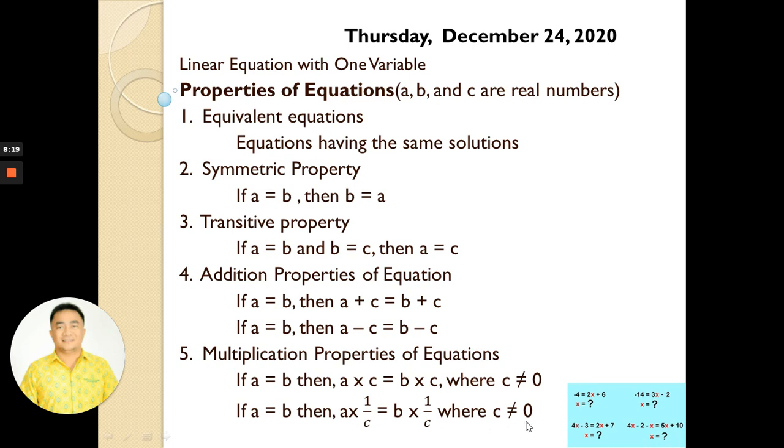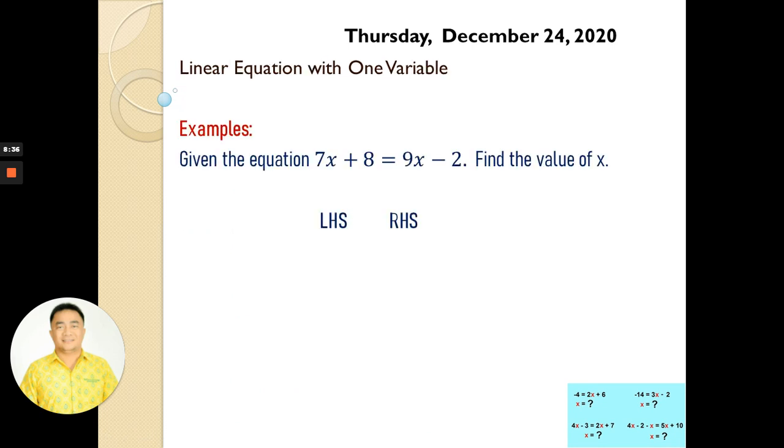Because if c will be 0 for this, what will happen? No answer, right? Because you cannot divide any number by 0. Did you understand it? Any question? So we proceed now to our example here.